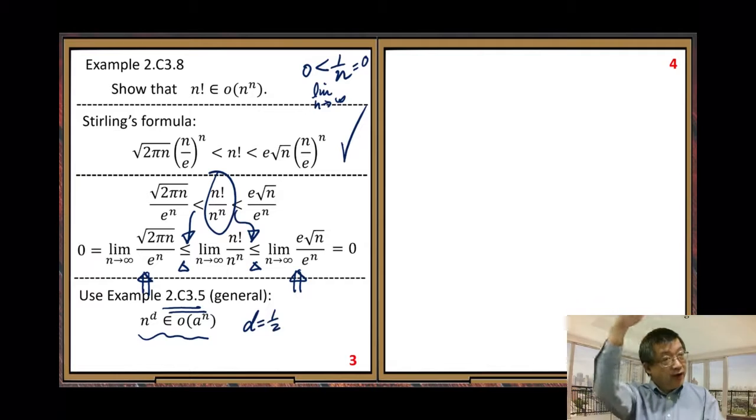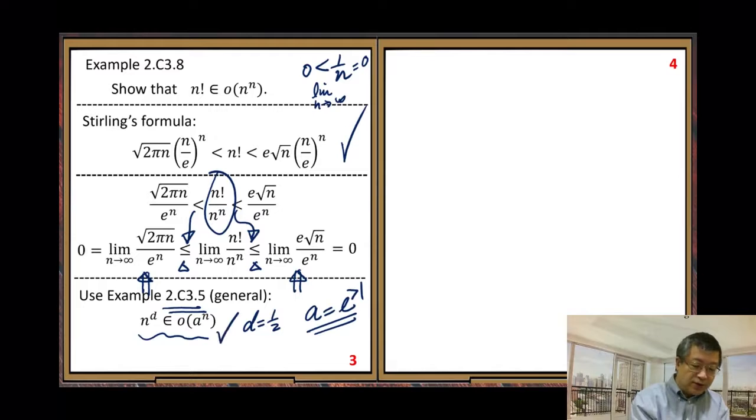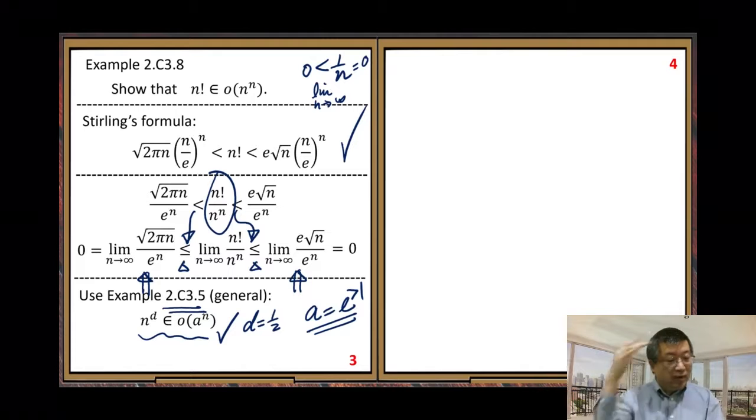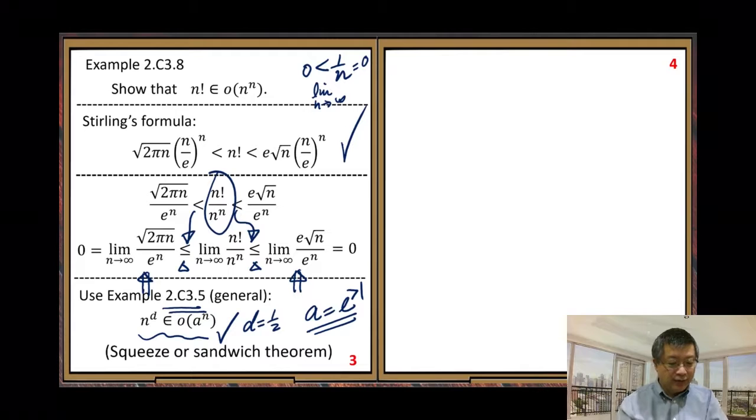Root of n, the power 1/2, yes. And a equals e, the natural log base, which is greater than 1. So we can use this result directly. It is little o, so both of those two limits are 0. From the upper side 0 and the lower side 0, our conclusion is that the middle limit is also 0.